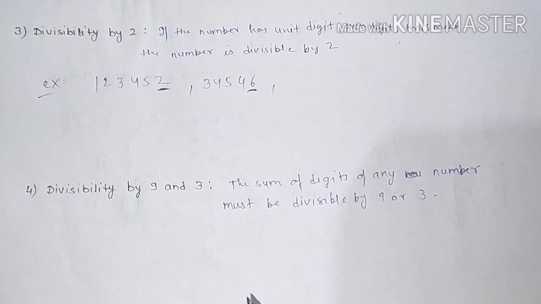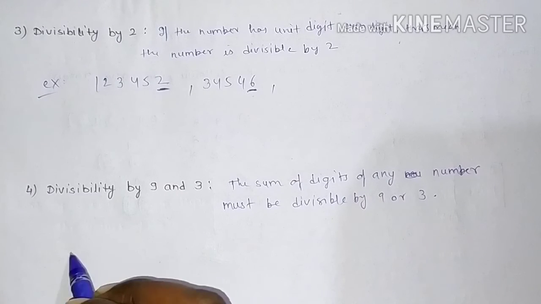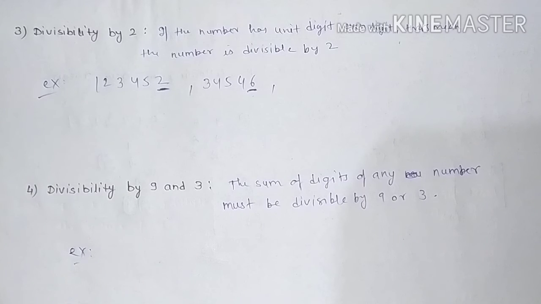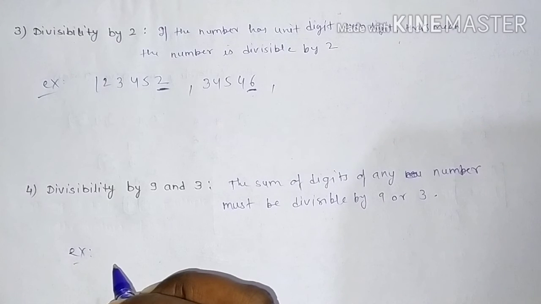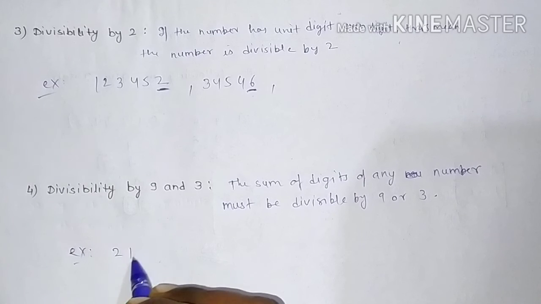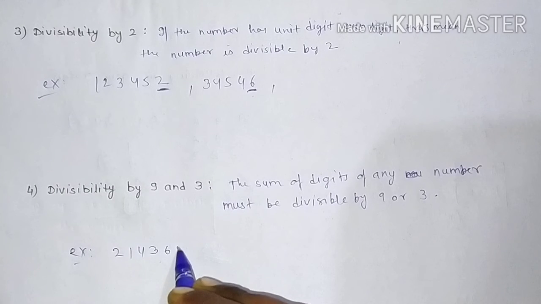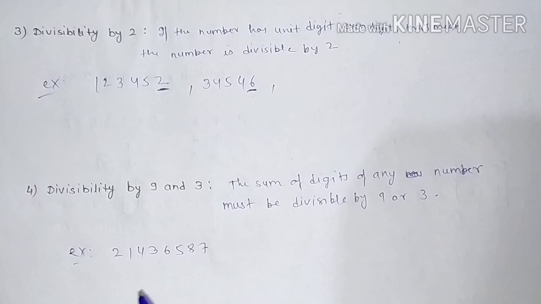If we have to clarify whether a large number is divisible by 9 or 3 or not, what we have to do is simply add the digits of the number. Let's suppose we have to check a large number that is given, 21436587. The large number is given and we have to state whether this large number is divisible by 9 or not. So simply we have to add the digits of these numbers.